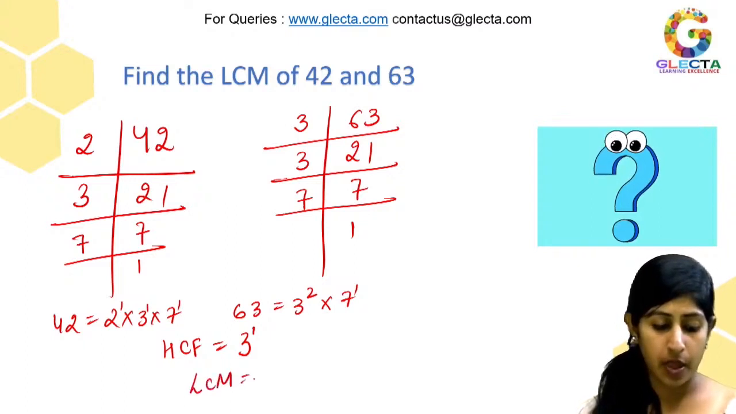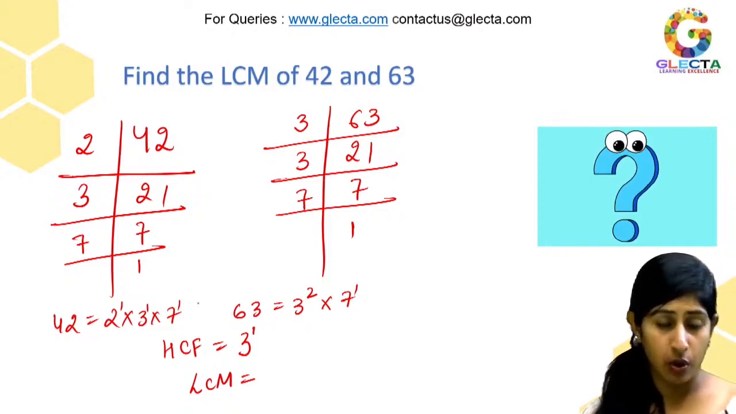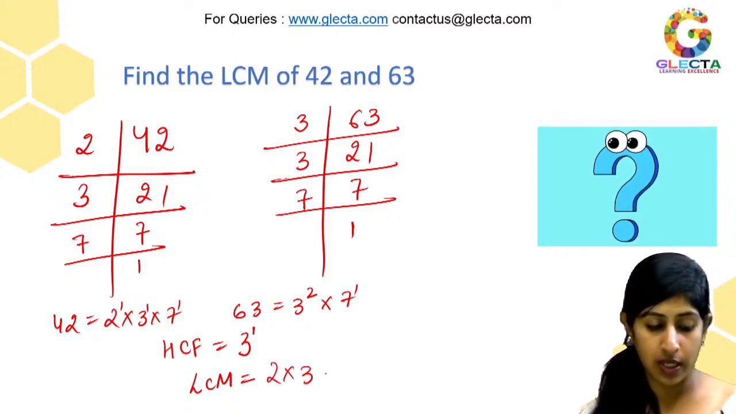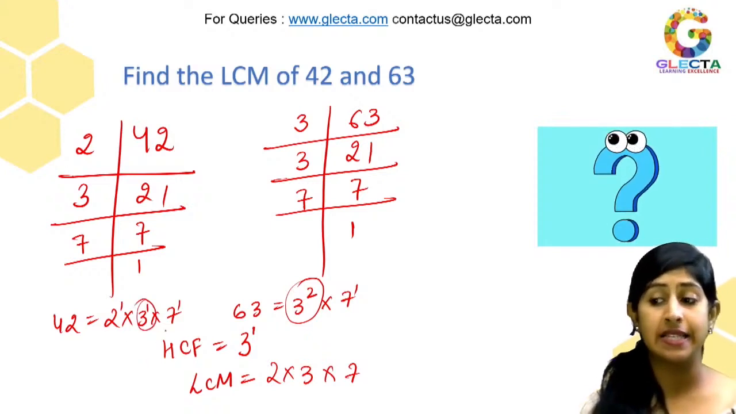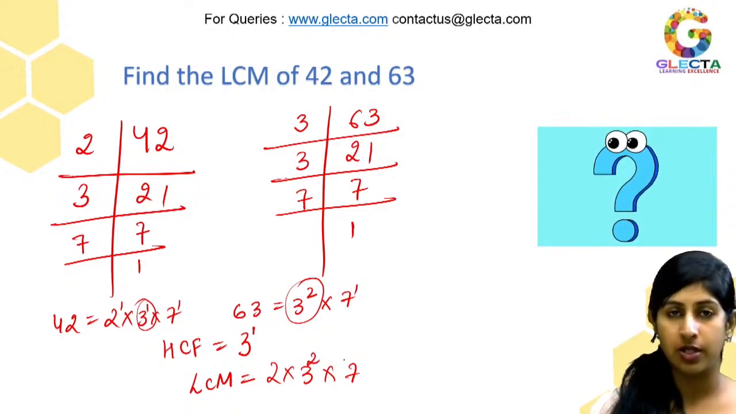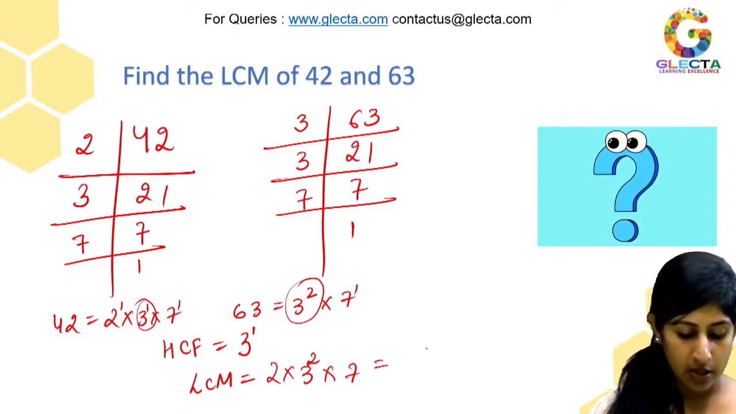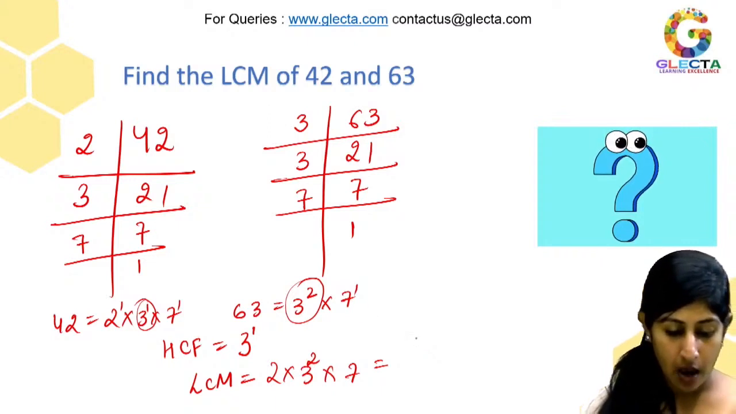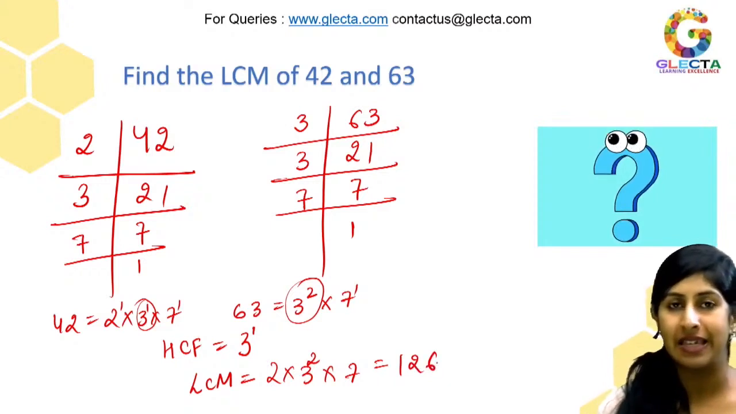Calculating LCM now. What will be the LCM? I have to write all the factors. So 2 into 3 into 7. But over here I have 3 square and one side I have 3 to the power 1. And while writing the LCM, I always write the greatest power. So this will become 2 into 3 square into 7. So 3 square is 9. 9 into 2 is 18 and I have to solve for 18 into 7. So 18 into 7 will give me 126. So my answer is 126. It was that easy, alright?